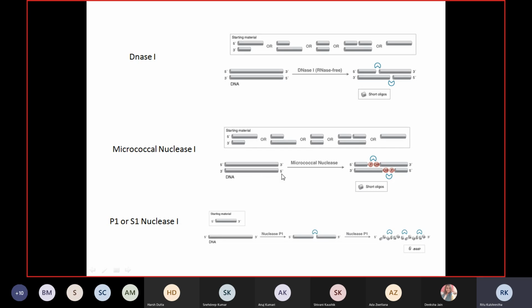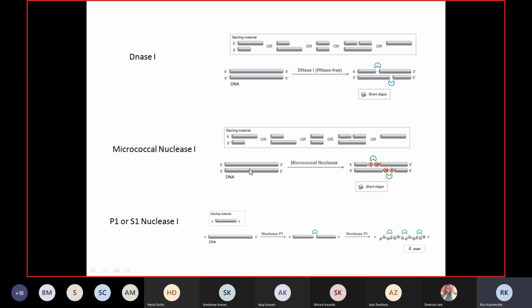MNase 1 is generally used when you are doing chromatin immunoprecipitation experiments. In those protocols, you will generally see MNase 1 being used. It was seen that if the DNA is protected by a protein, for example by the binding of a nucleosome or a transcription factor, then MNase 1 cannot act much on it, but naked DNA is acted upon very well by it.